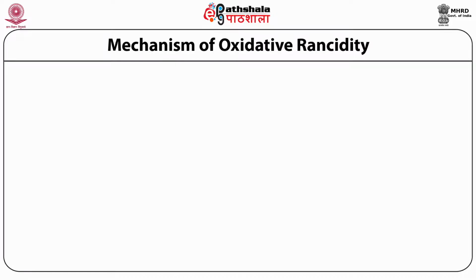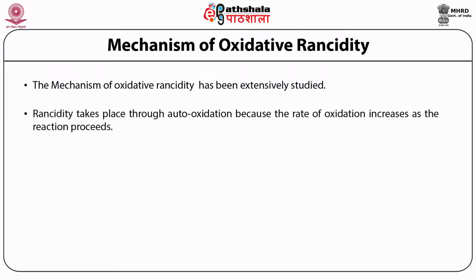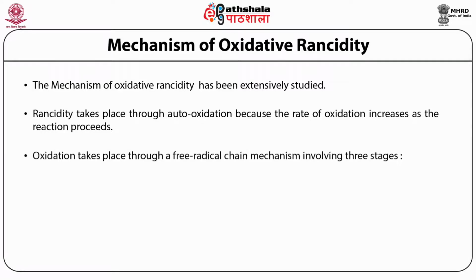Now we will understand the mechanism of oxidative rancidity. The mechanism of oxidative rancidity has been extensively studied. Rancidity takes place through auto-oxidation because the rate of oxidation increases as the reaction proceeds. Oxidation takes place through a free radical chain mechanism involving three stages.